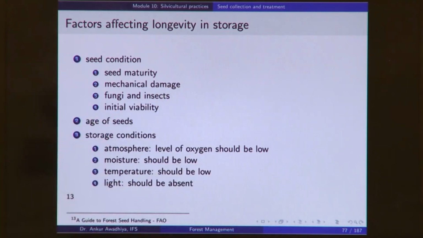Primarily the level of oxygen. When you are storing these seeds, you should store them in low oxygen environments. You should store them in low temperature environments, in low moisture environments, and in low light environments. So, typically we store seeds in bins that are airtight, and we store them in those areas that are dry and that are having low temperatures.